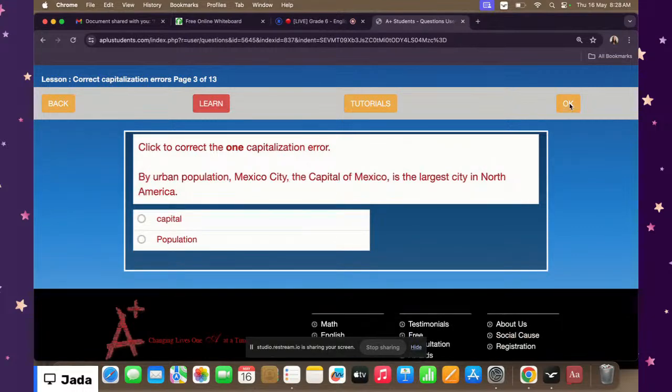Great. Then by urban population, Mexico City, the capital of Mexico, is the largest city in North America. So what's the error here? Is it one or two? Okay, what's your answer for this one? Number three.